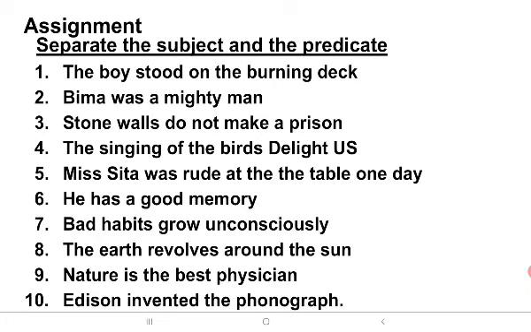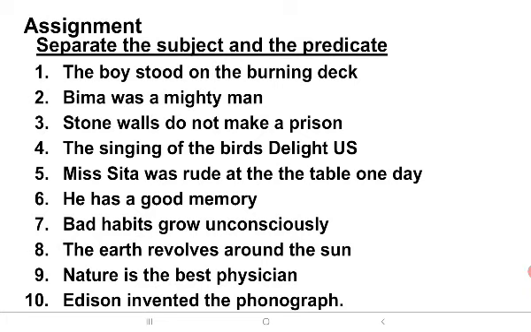This is the first part of our sentence pattern discussion. There are many sentence patterns in the English language. So in the coming classes, we will go through the different sentence patterns in the English language.